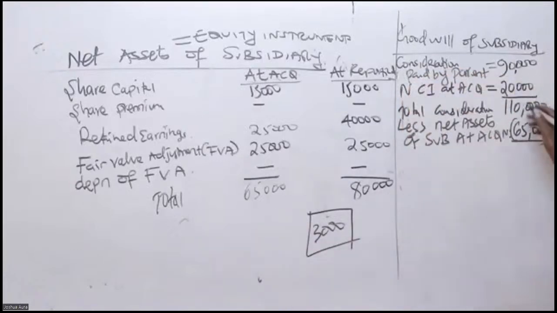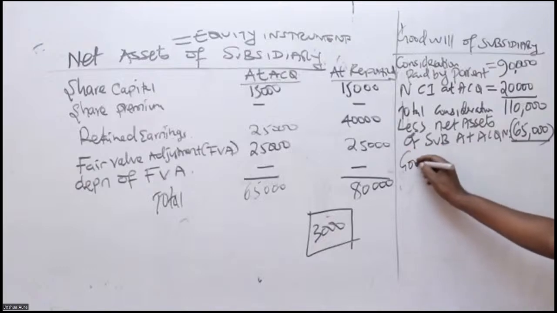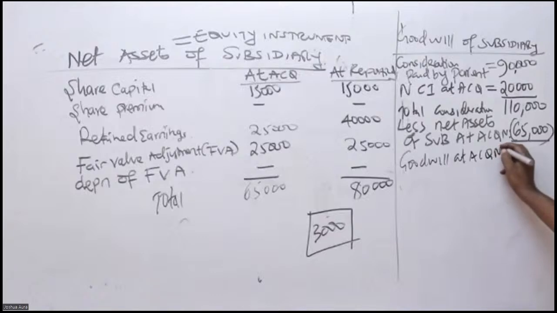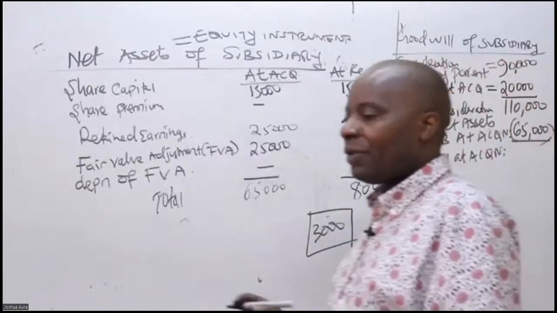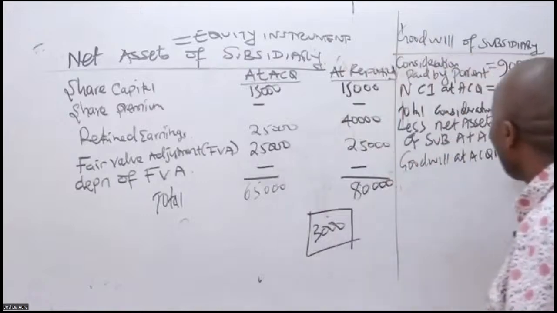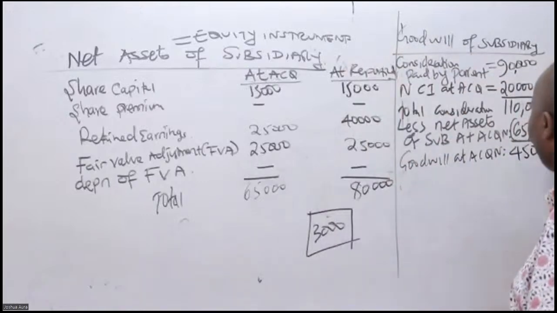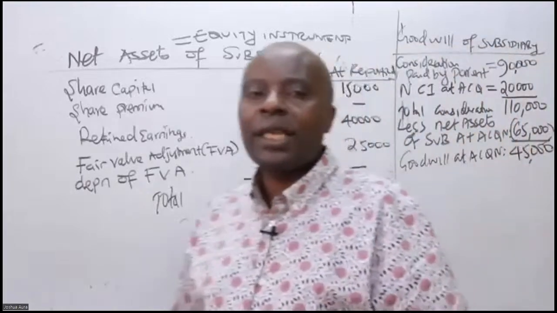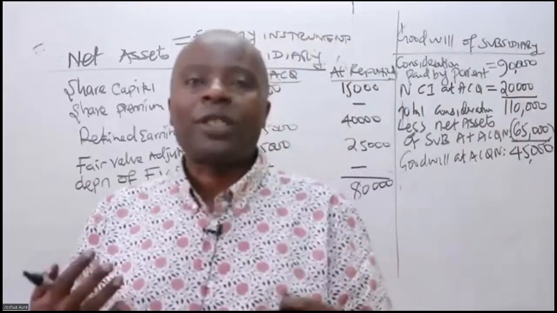So then what we have here is goodwill. This will be called goodwill at acquisition. Goodwill at acquisition will be 110,000 minus this 65,000, which gives me how much here, somebody? It gives me 45,000. Thank you very much. 45,000.